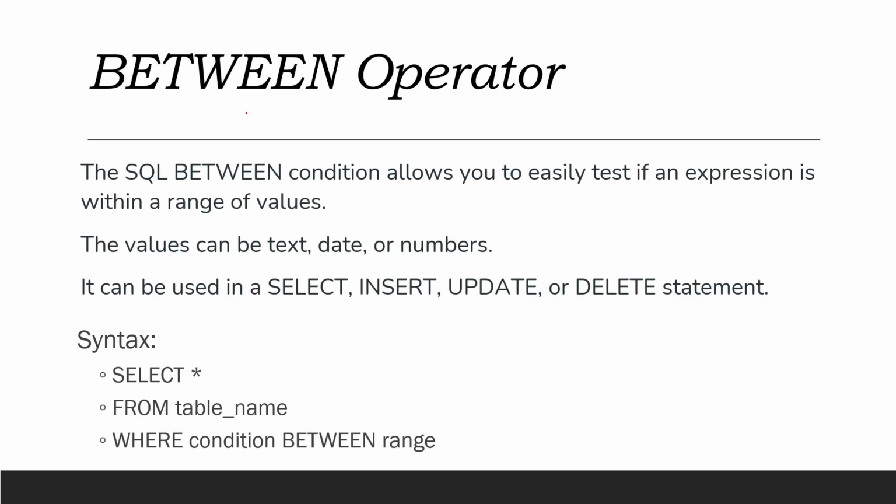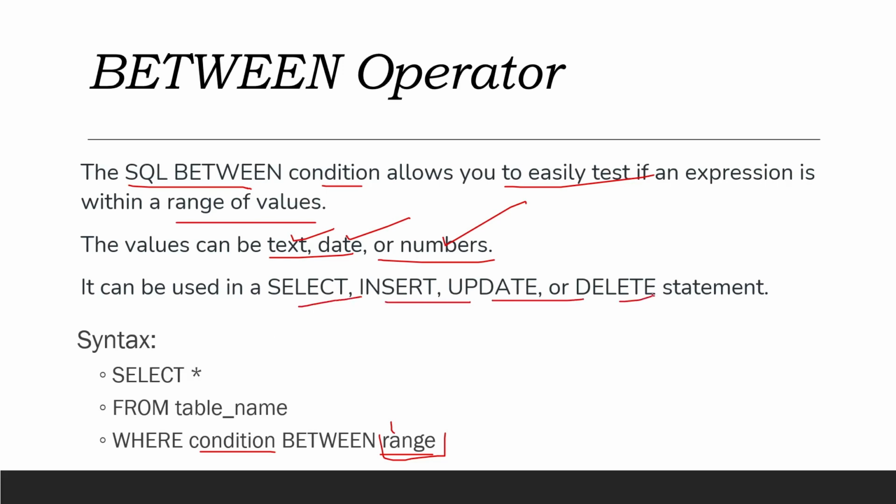Alright, let's see the between operator. This operator is more like saying, give me everything in the specified range. So let's read this. This SQL between condition allows you to easily test if any expression is within a range of values. After writing our condition, we will provide a range and our data would be filtered based on the range that we are going to provide. This operator is so powerful that we can filter our data based on text, dates or numbers by writing this between and then providing the range. It can be used in a select, insert, update or delete statement.